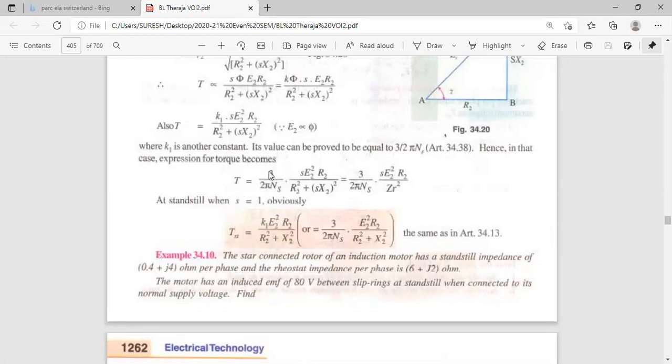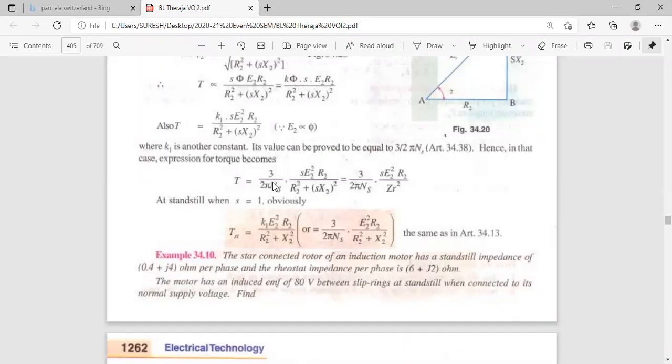During running condition, T is equal to 3 by 2 pi ns S E2 square R2 by R2 square plus S X2 whole square. Before, for reactance, S is there. Here, S is there. This formula is very important. These derivations are not important. Based on this formula, next topic I will discuss in the class.